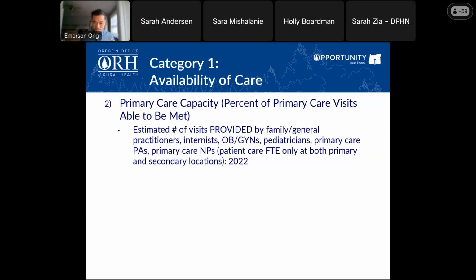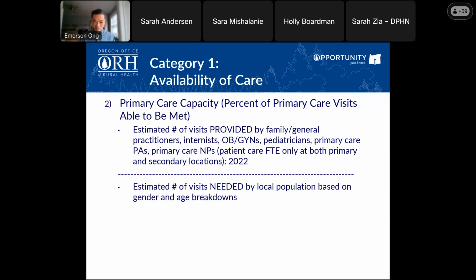And then that is divided by the estimated number of visits needed by the local population based on their gender and age breakdowns. So the CDC, every 2 years or so, does a survey asking people how many times they want to see a primary care provider. And then they break that down into different age and genders. And so a person who is older, or a child, women usually go to see primary care providers more often than other people.